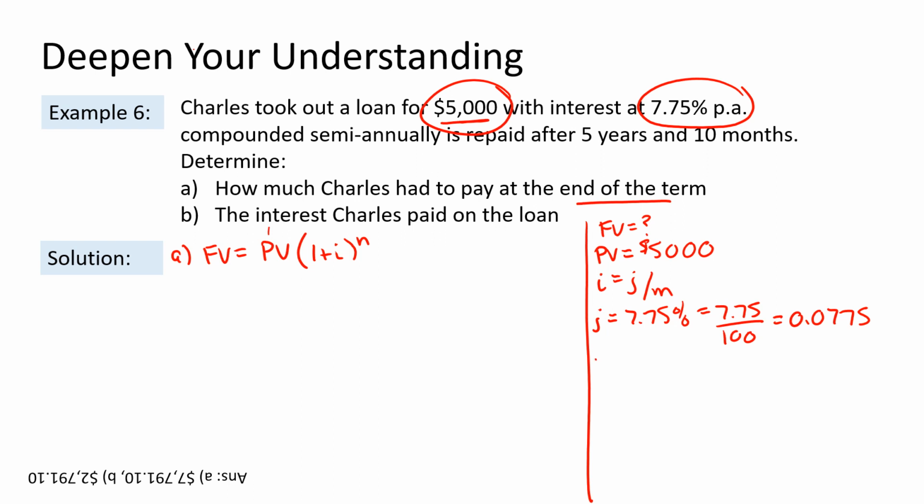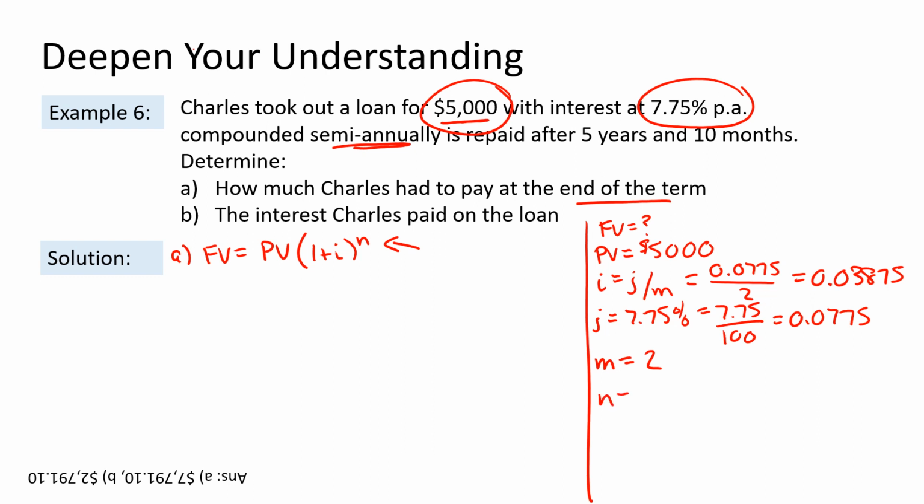So next we need our number of compounding periods per year, M. It's given as semi-annually, meaning twice per year. So our value for M is 2. With these, we can calculate our periodic interest rate, I, which is equal to 0.0775 divided by 2, because we're compounded semi-annually. That gives us 0.03875. Our last piece of the puzzle that we need here is our total number of compounding periods, N.